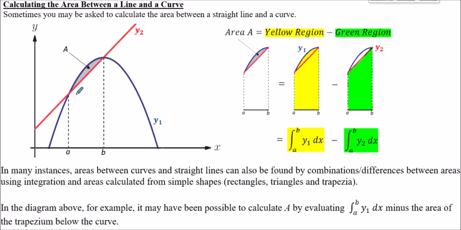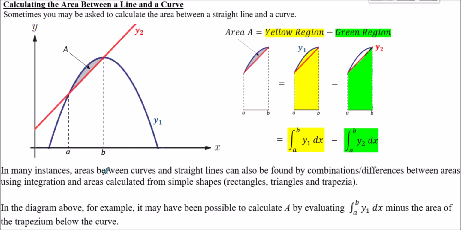In a different way, you might have been thinking, well, is there a simpler way of doing this? In some ways, yes, there is, occasionally. So if I look at this shape here, this green region, it's actually just a trapezium. So sometimes what we can do is use simpler combinations of areas, not only using integration, but we can use the areas of simple shapes to help us as well. For example, rectangles, triangles, and trapezia.